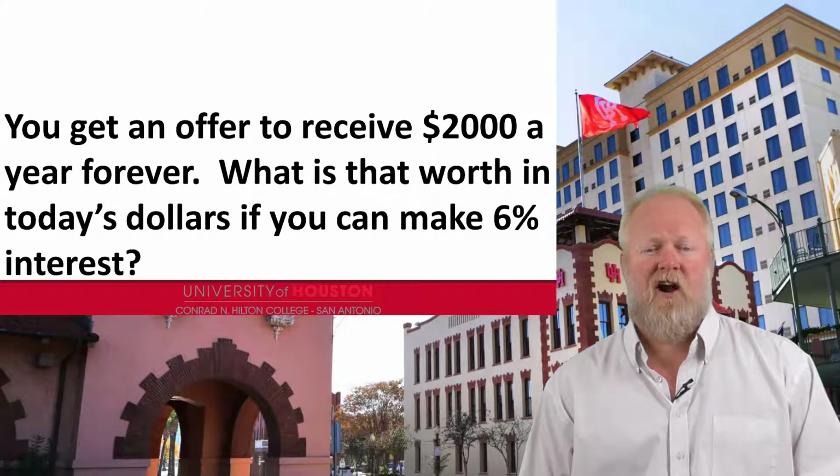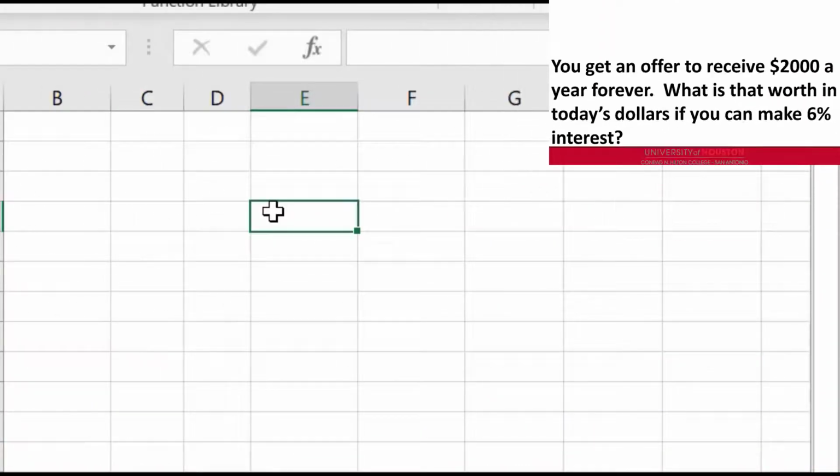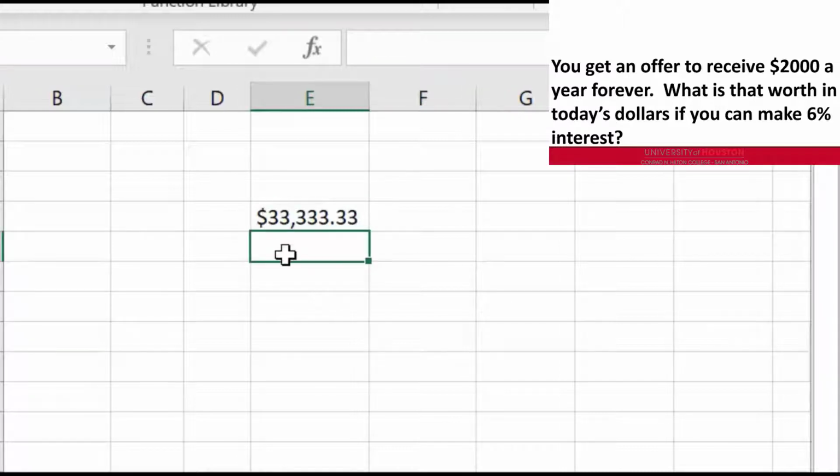You get an offer to receive $2,000 a year forever. What is that worth in today's dollars if you make 6% interest? To calculate a perpetuity, we would take the payment, which is $2,000, and divide it by the interest rate, which is 6%. In today's dollars, receiving $2,000 a year forever would be worth $33,333.